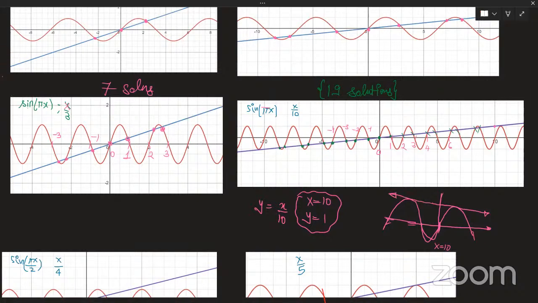And what is the maximum value that my sine of pi x can take? What is the maximum value of sine of pi x?